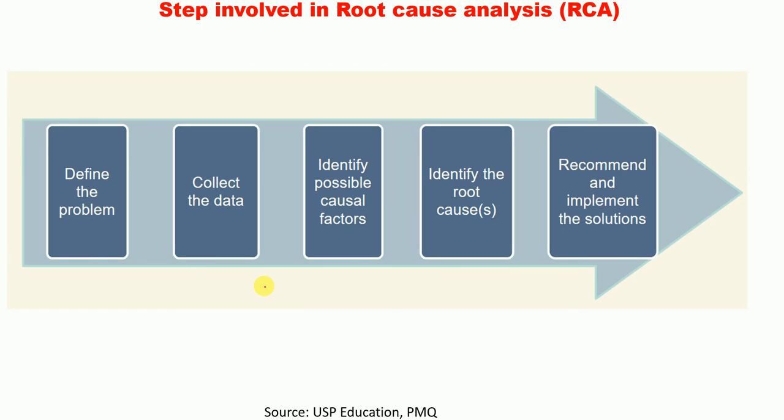So what are the steps involved in root cause analysis? There are five steps. First, if a problem occurs, we define the problem. Second, we collect the data. Third, we identify possible causal factors. Fourth, we identify the root causes. And fifth, we recommend and implement the solution. These are the five steps involved in root cause analysis.